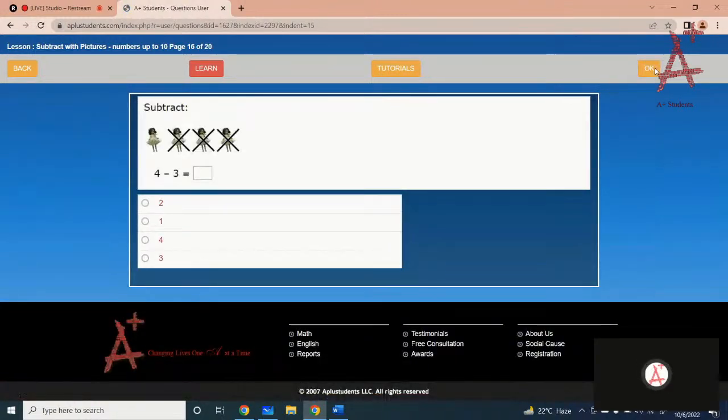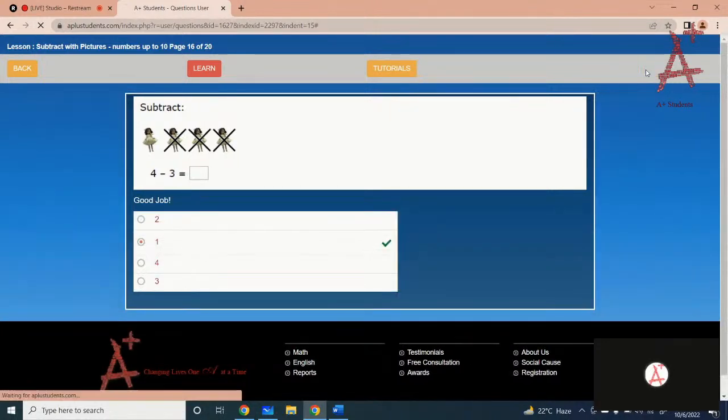Okay, you have four of the dolls, and out of the four, three of them are crossed out. So that means when you start with four and take away three, you are left with one. Very good. So four take away three is one. Before, just write the answer once. I can see your answers. So just write it once.